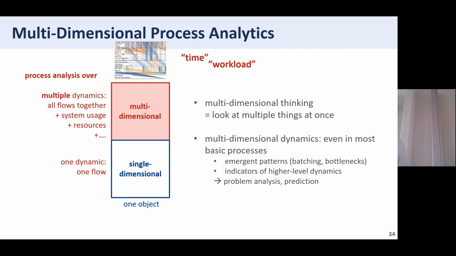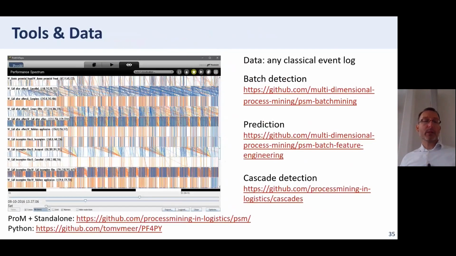So now, I promised you tools and data, right? So this is implemented. We have a prompt plugin. We have a standalone tool that you can use. We also now have a Python implementation that really allows you to work in Jupyter notebooks with this performance spectrum. The batch detection, cascade detection, prediction is all implemented. And you can apply this on any classical event log. That's a nice thing, right? You don't need any special data. You can just start right away.